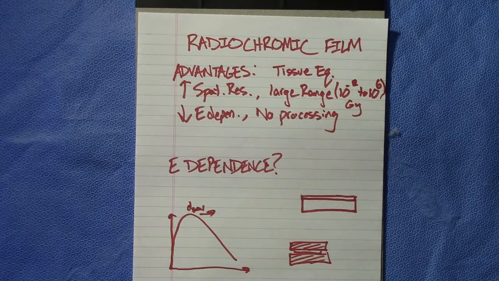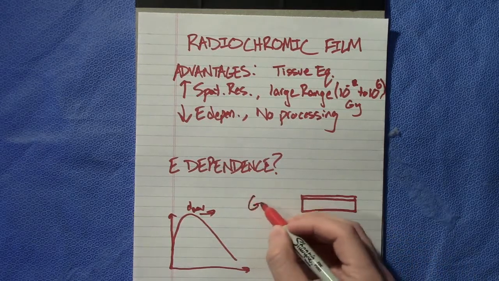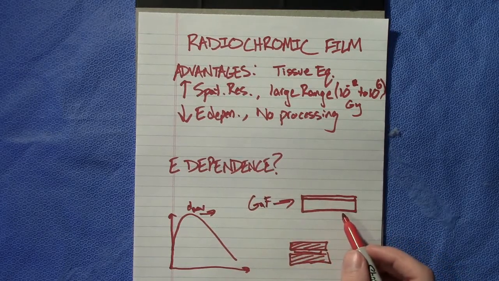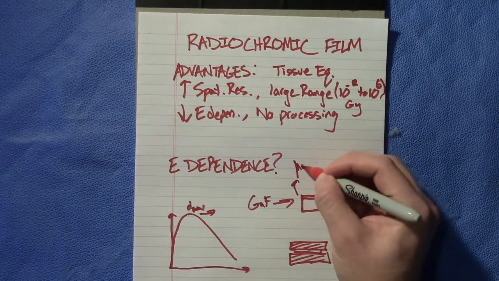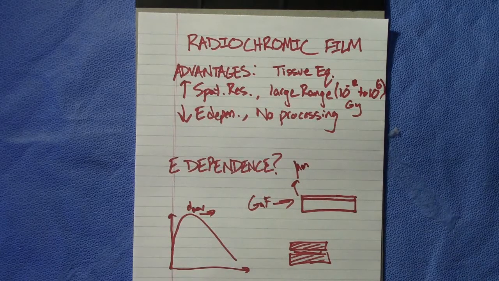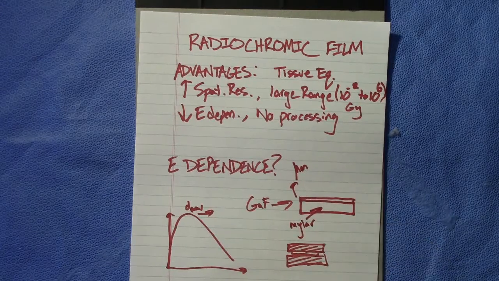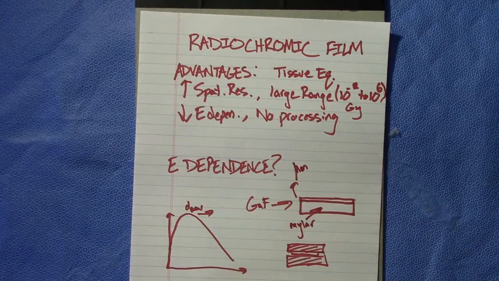Then in general, how does this film even work? How does it require processing? If you take this as my radiochromic film right here, it's obviously not scaled to correct size, but this top layer is a micrometer-thin radiosensitive dye that is bonded to a mylar base. That dye changes to different shades of blue as the polymerization is induced by the radiation.